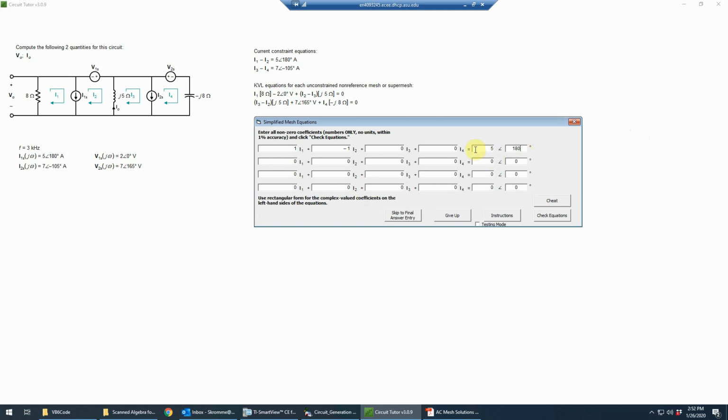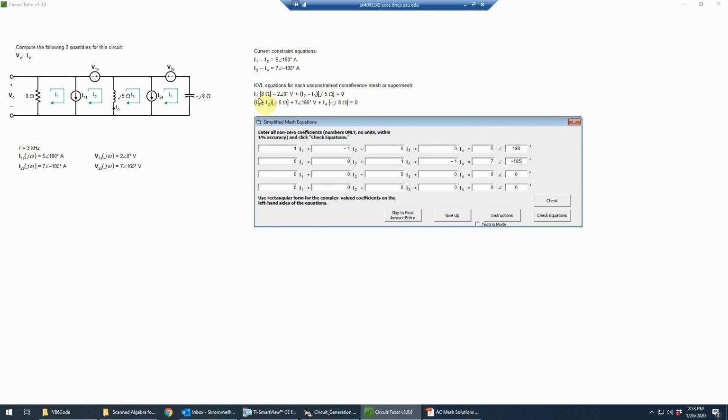But we have to enter it this way. Okay, so the next one is I3 minus I4. So we can have I3 times 1. There's no I1 or I2 in that equation. And then the I4 would have the negative 1. And then we need, again, the constant term, which is the 7, the source value, which is 7 angle negative 105. So the next equation is this third one.